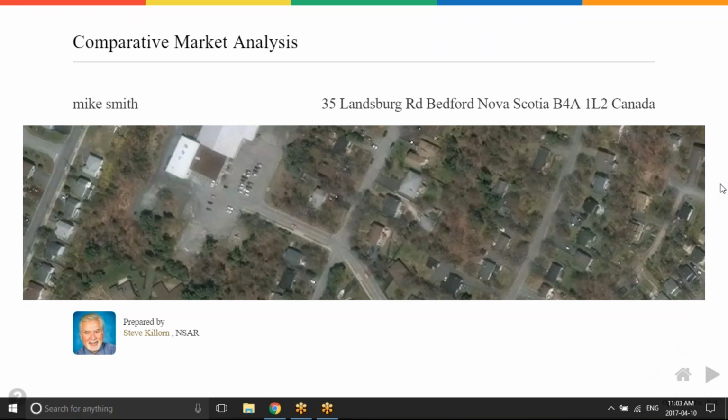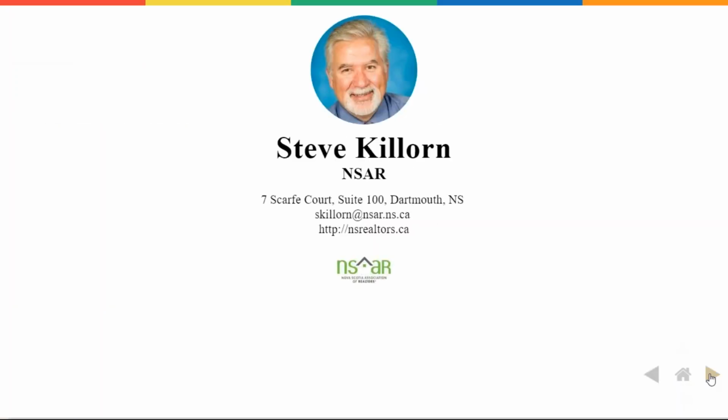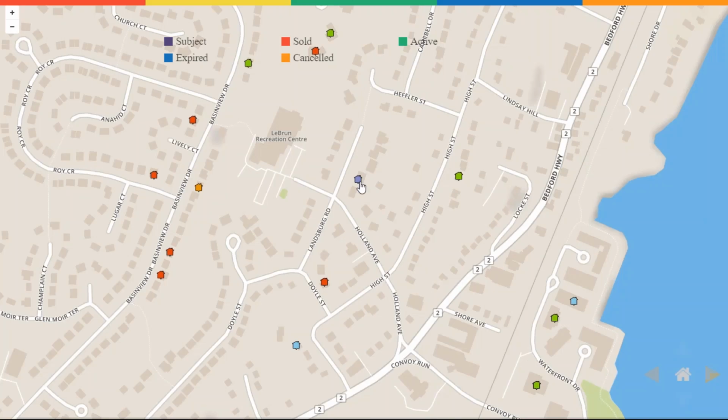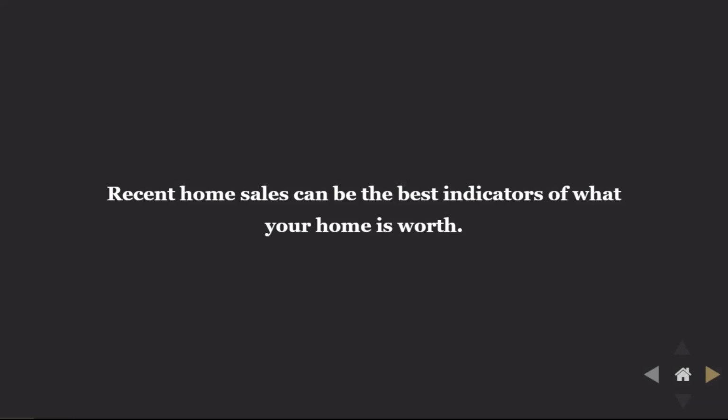So you're sitting there with your client, and you're ready to go. Bottom right-hand corner is your menu, your navigation. Click to the right. Hey, there I am. Click. Here's your property in the middle, and here are the properties we're going to talk about in the selected colors. Next. Okay, sold listings. Next. Recent home sale.